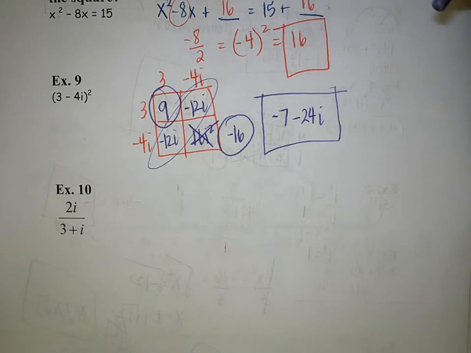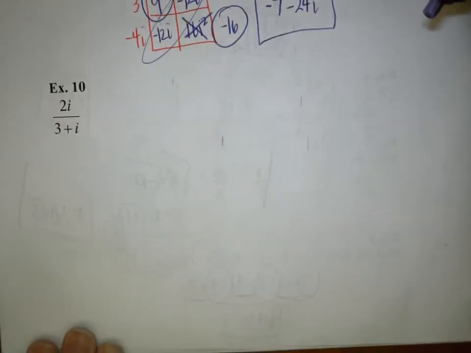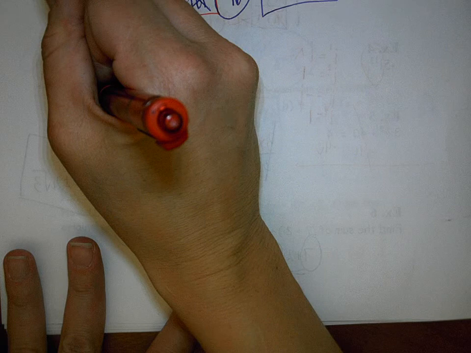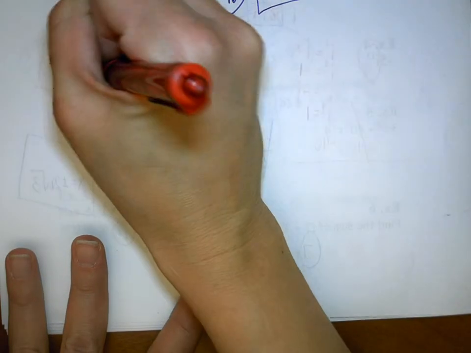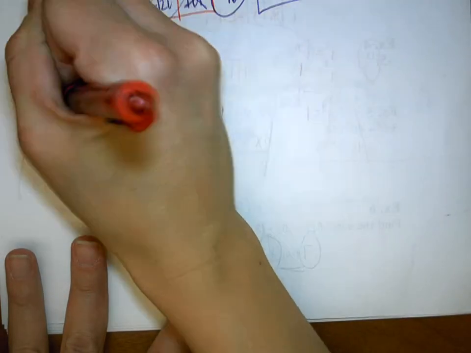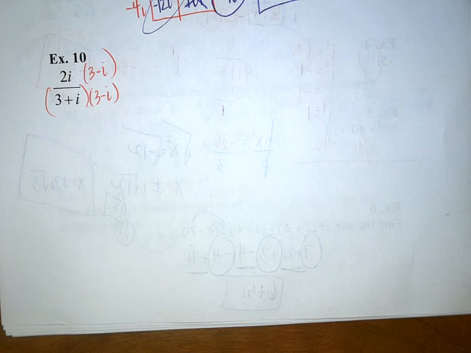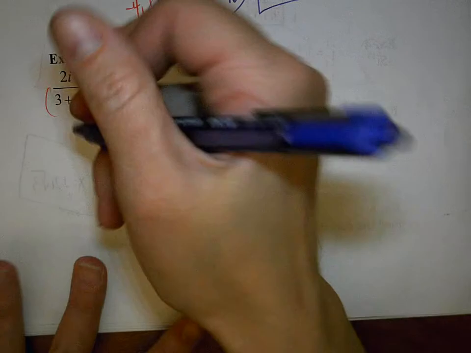Example 10. What do I have to do? Conjugate. The conjugate is correct. What is the conjugate? 3 minus i is correct. So let's go ahead and do the box to be safe on the bottom. So I make my box.